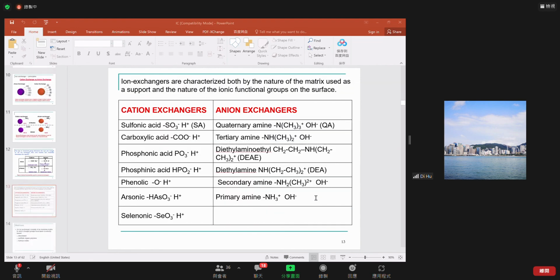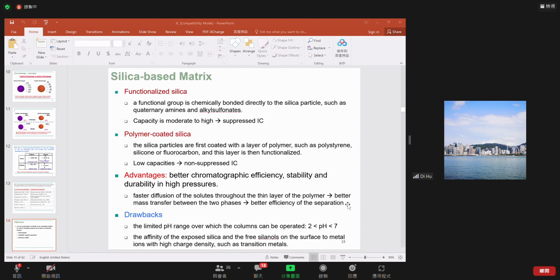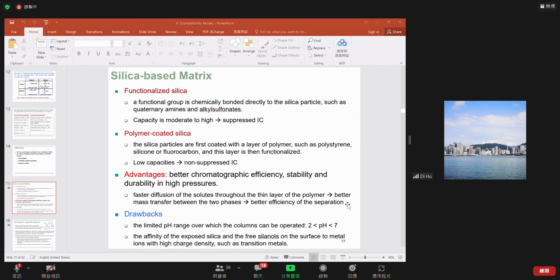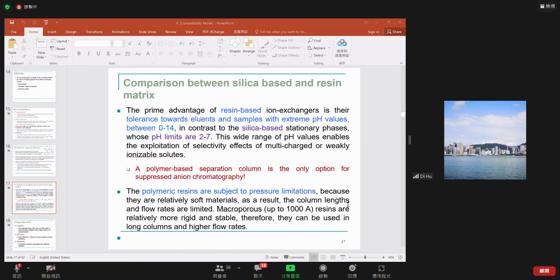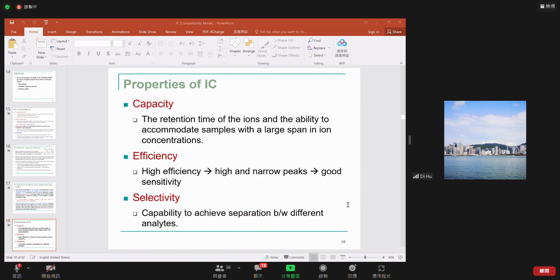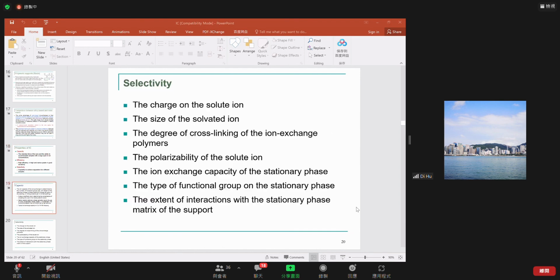For ion exchange chromatography, you should know there are cation and anion exchange, and we have polymer-based matrix or silica-based matrix. Why is the polymer-based matrix more popular? And what is the limitation of the silica-based matrix? Okay, and what influences that? Selectivity and capacity.